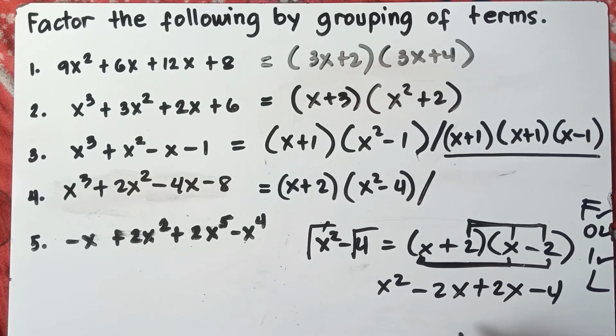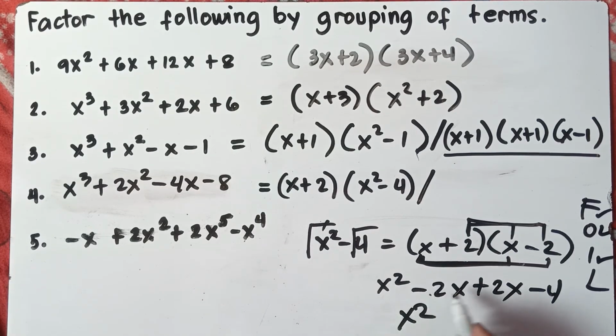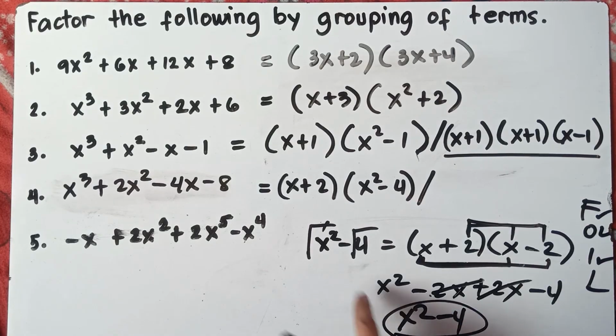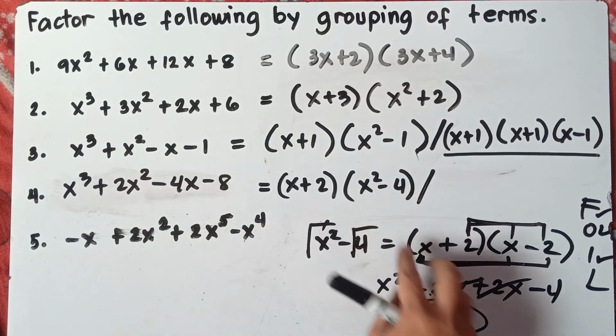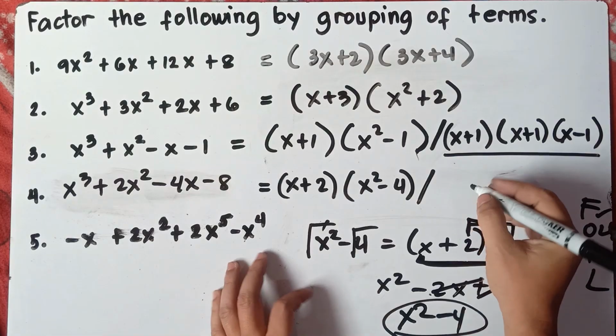Combining like terms, this will be x squared. Negative 2 plus 2, so if the signs are not the same, you subtract, this will be 0. So you can just simply cancel this out, minus 4. So therefore, you will get the same answer for this one. So you can factor this out by this equation. So our final answer will be, you can have this one.